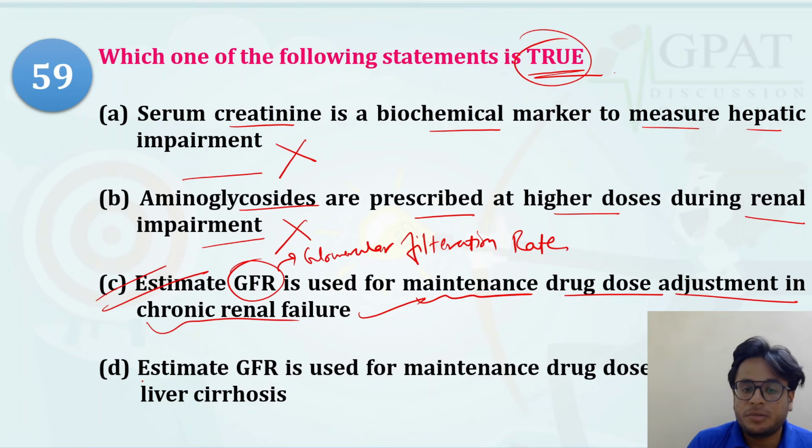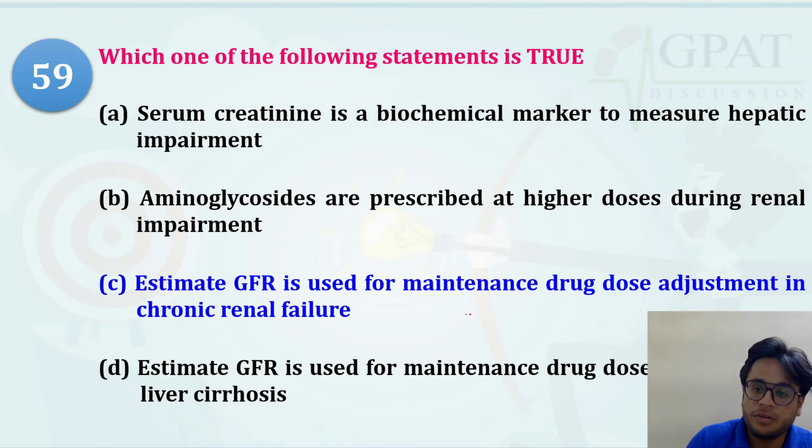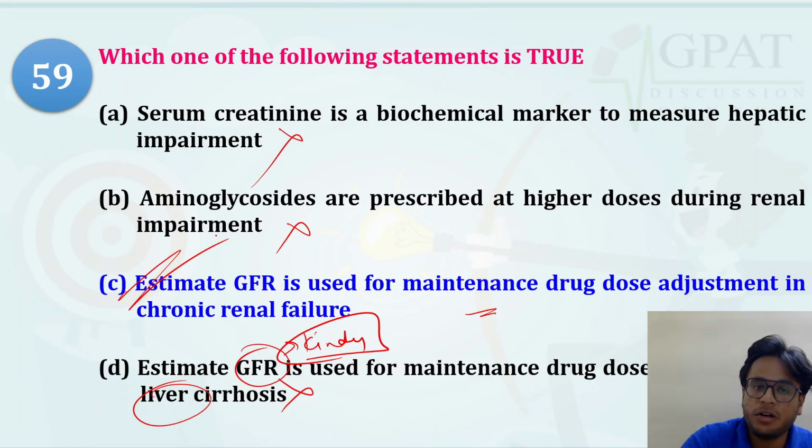And option D: the estimated GFR is used to adjust the drug dose in liver cirrhosis. No, the GFR is mainly related to the kidney. So why are they mixing it with the liver? So this is not correct. So C is the option.